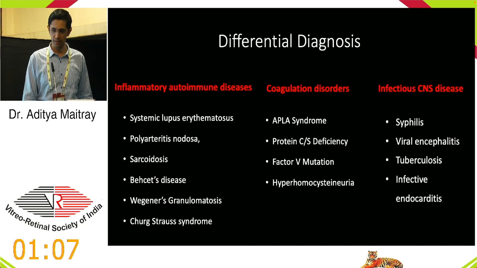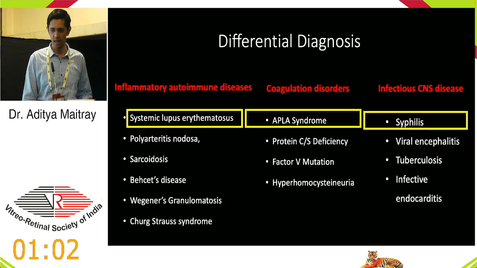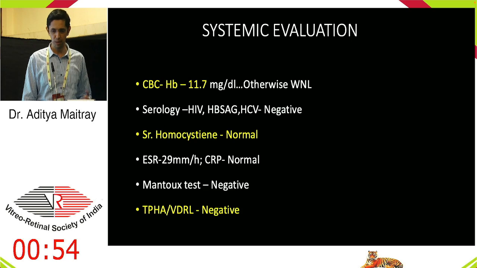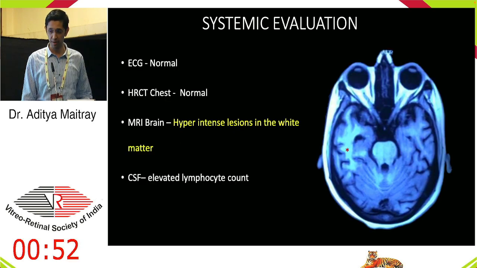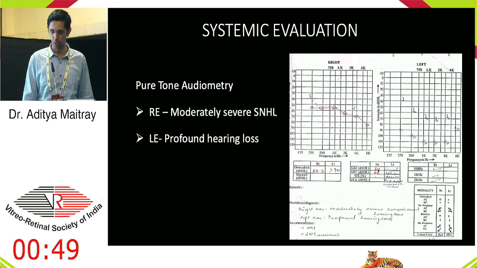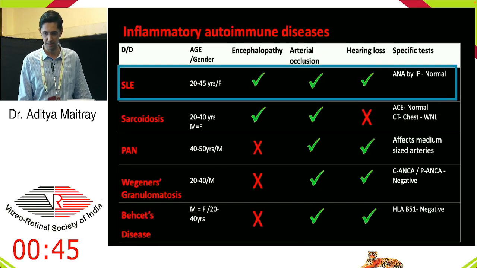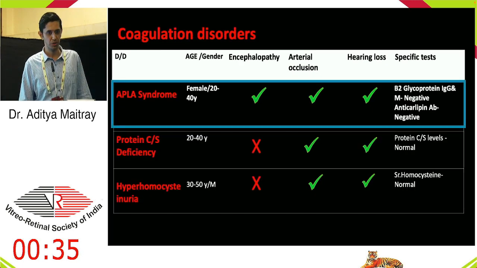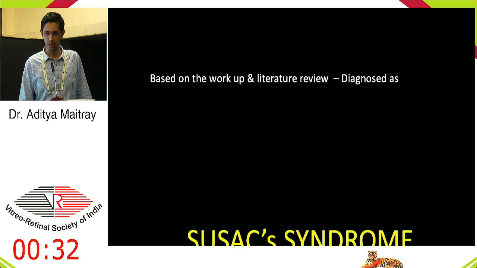At this point, we were considering our differential diagnoses under inflammatory, infectious and coagulopathy categories. We sent the patient for a thorough systemic workup with neurologist, ENT specialist and physician consultations. Her basic blood workup came out all negative. Her MRI of the CNS showed white matter lesions in the right temporal lobe. The pure tone audiometry established bilateral sensorineural hearing loss. Based on her constellation of symptoms and clinical presentation, and ruling out all other differential diagnoses which could possibly explain her symptoms by various tests, we came to the diagnosis of exclusion, which is Susac syndrome.